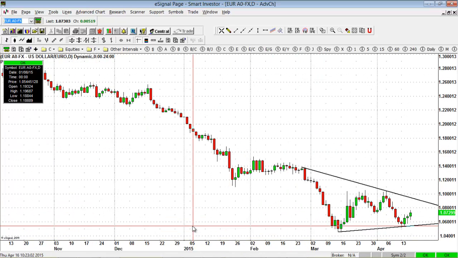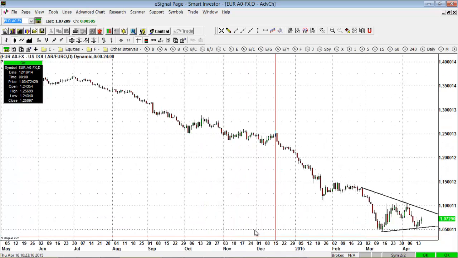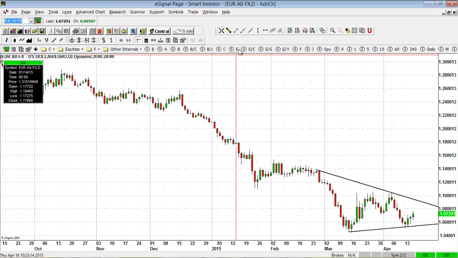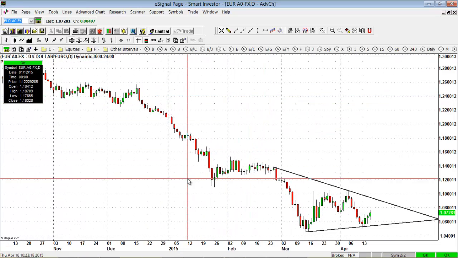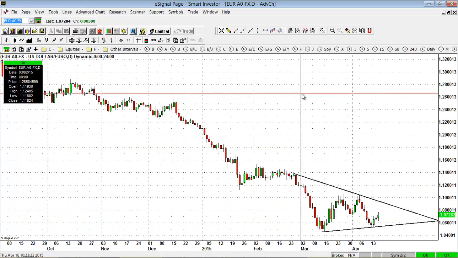This morning I was watching a movie I've watched a number of times. It's Groundhog Day. And for those of you who haven't watched that movie, it's basically Bill Murray repeating the same day over and over. And that's what it feels like with these consolidation patterns. Every day just seems the same.